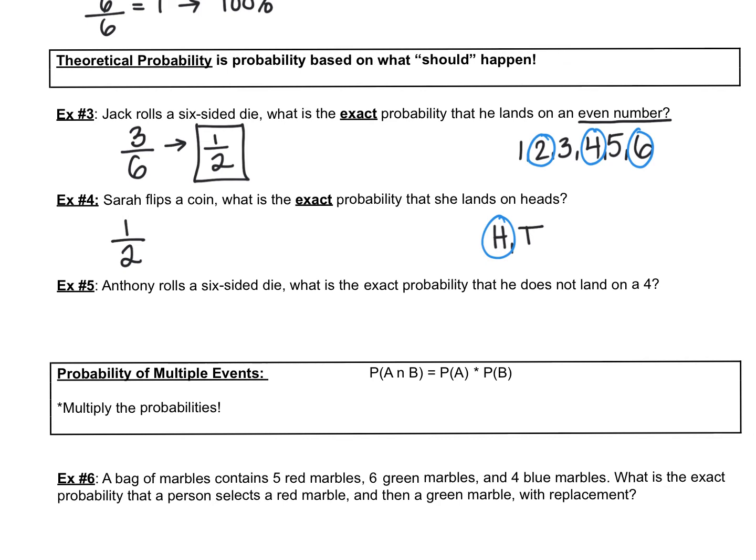And then last but not least, Anthony rolls a 6-sided die. What is the exact probability that he does not land on a 4? So again, here's my sample space. And if he does not land on a 4, that means he lands on everything else. So 1, 2, 3, 5, and 6. So we still have 6 options, but only 5 of them are numbers that are not 4. And that would be exact probability.